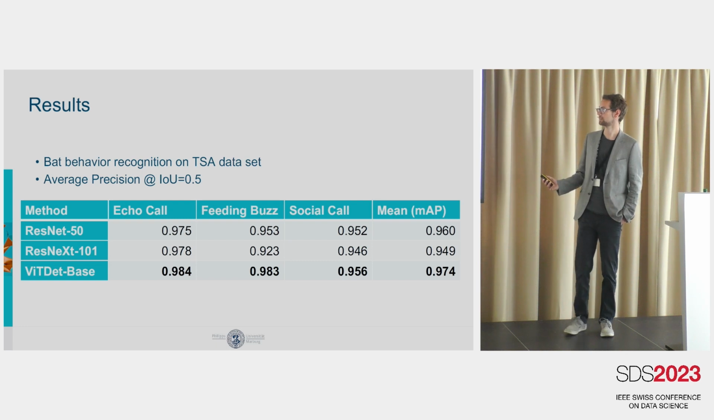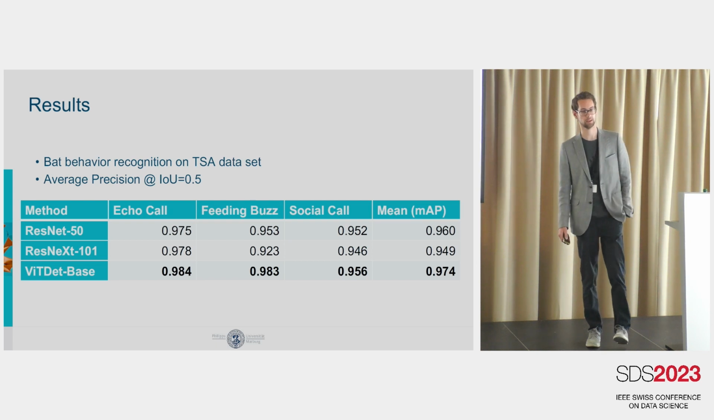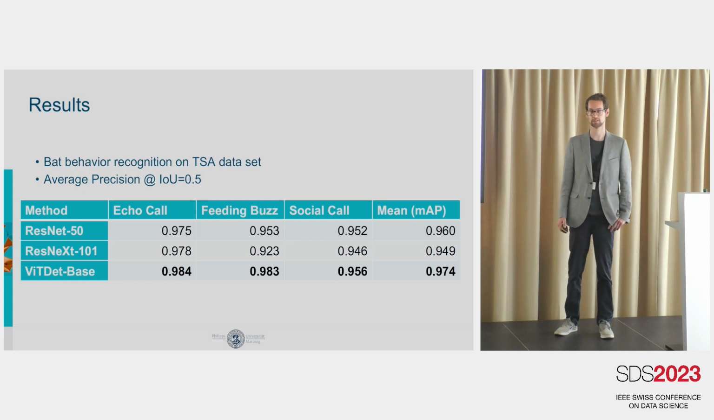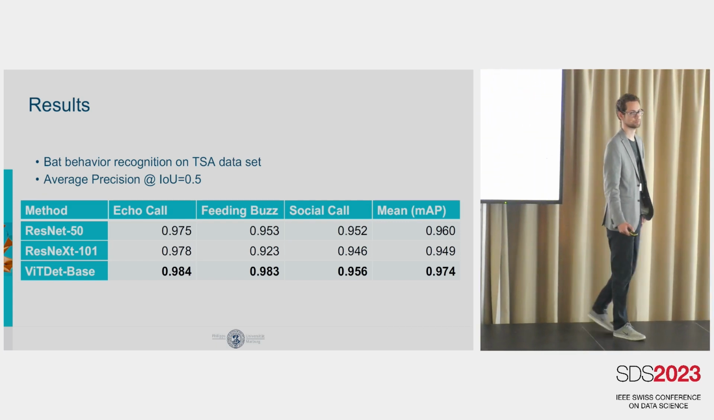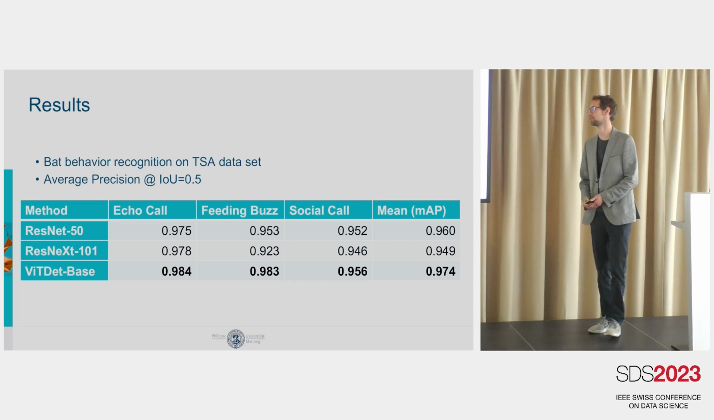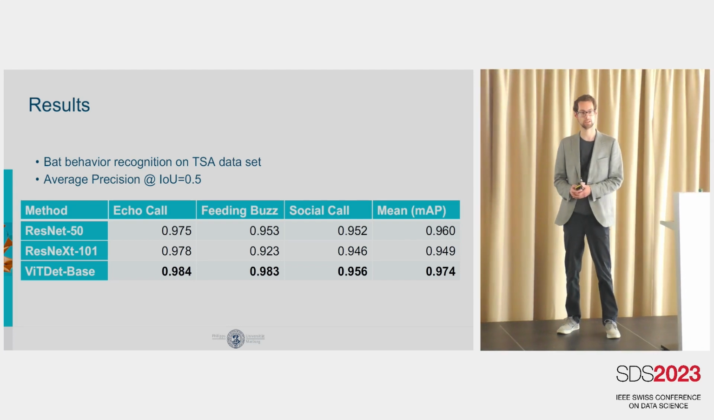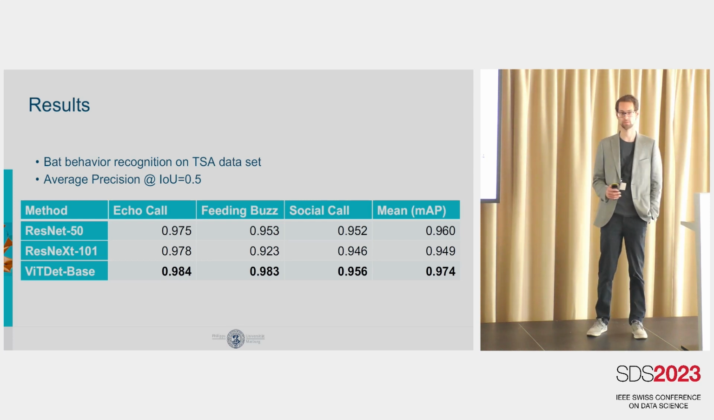On the Tierstimmenarchiv data set, we achieved the following results for average precision at 50% IOU. For all models and all classes, it's clearly above 90%, which is very good. Especially the ViDDet shows a good performance, in particular for the feeding buzzes. We assume it's due to the nature of a transformer network, which can perceive a more global context already in the first layers. This might be beneficial for the very long feeding buzzes compared to CNNs.